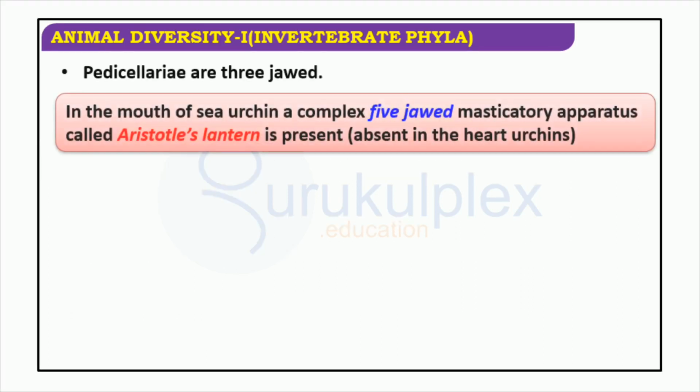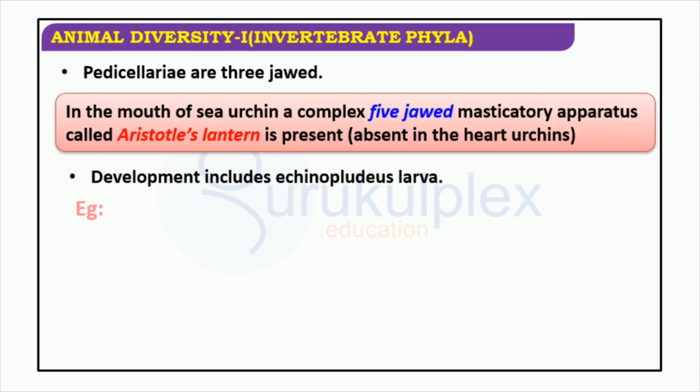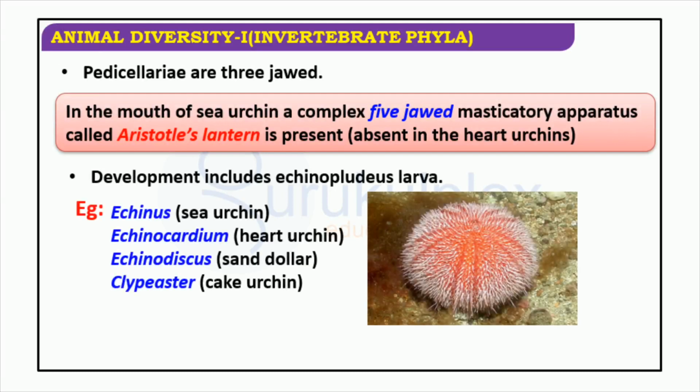Sea urchins are a fascinating species, possessing a complex five-jawed masticatory apparatus called Aristotle's lantern. In contrast, heart urchins have three-jawed pedicellariae. During development, echinopluteus larvae are formed, and there are many varieties of sea urchin, such as echinus, echinocardium, echinodiscus and clypeaster, all having evolved to be suited to their respective environments.